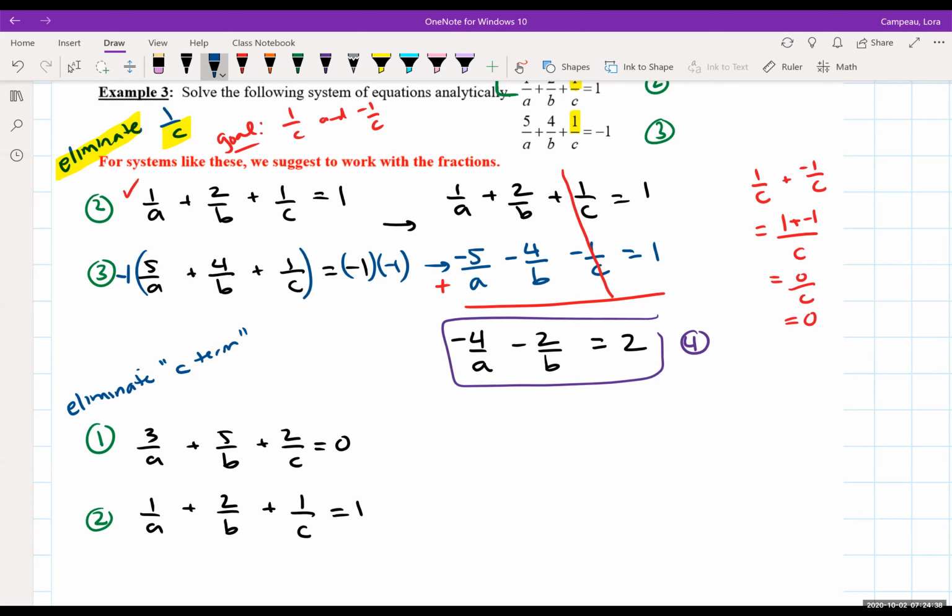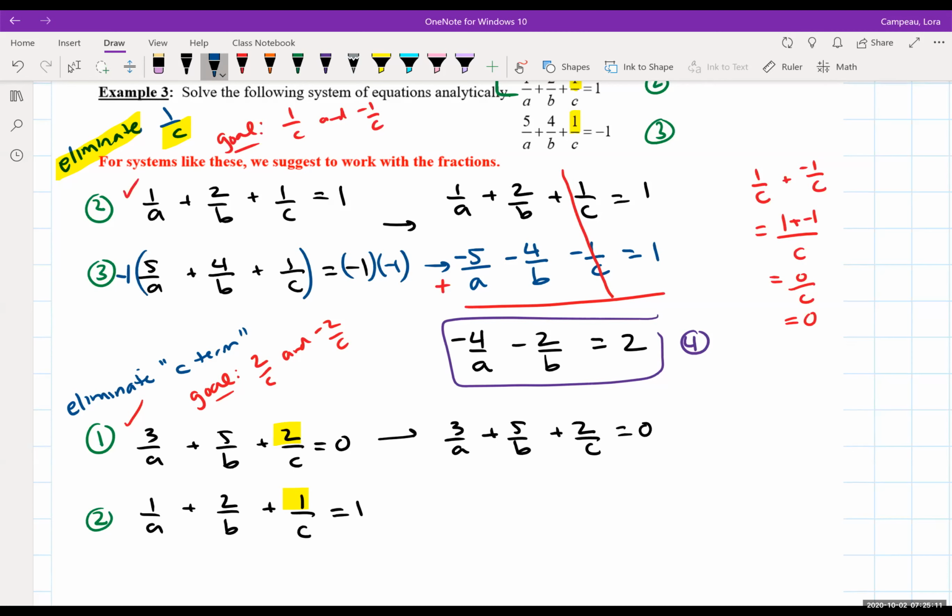So if we're trying to get rid of the c terms, we'd have to find a number that both 2 and 1 both go into, which is 2. So our goal to get rid of the c terms would be to have a positive 2 over c and a negative 2 over c. Well, that's nice because we got the first one already. So you could just write that over again. 3 over a plus 5 over b plus 2 over c equals 0.